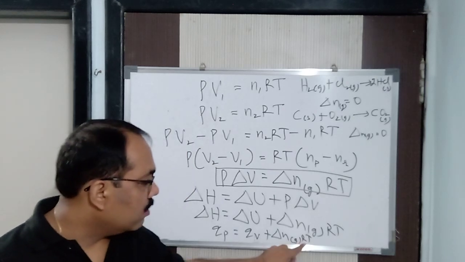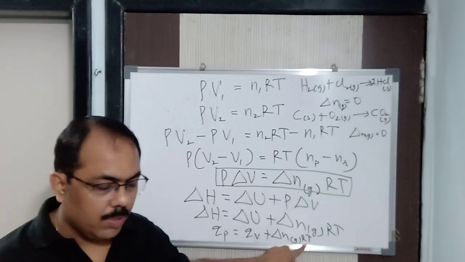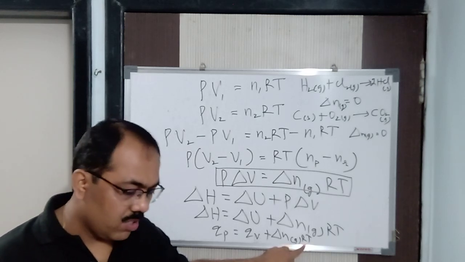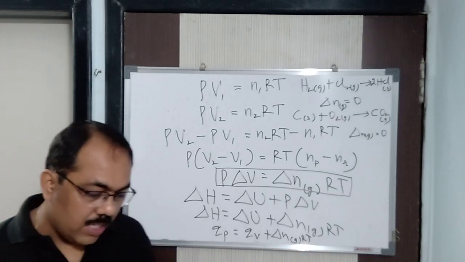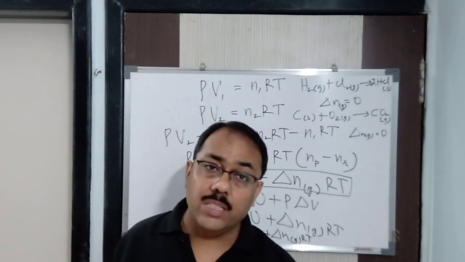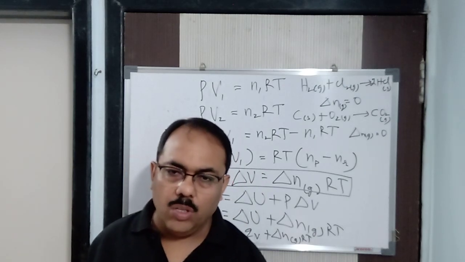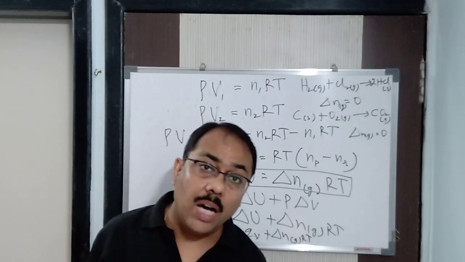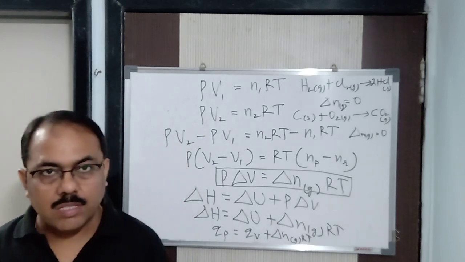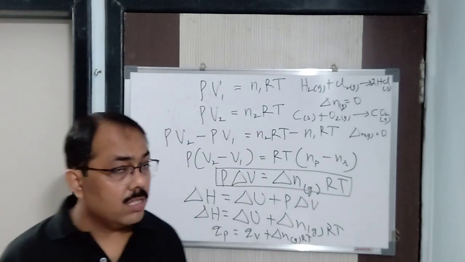And the value of R depends. If it is SI unit, it is 8.314 joules per Kelvin per mole. In other units, it is either 0.0821 or 0.083. So 0.0821 is liter atm per Kelvin per mole, and 0.083 is liter bar per Kelvin per mole. Already we have studied all these things. So this is about the relationship.